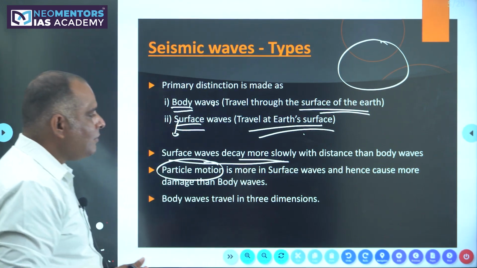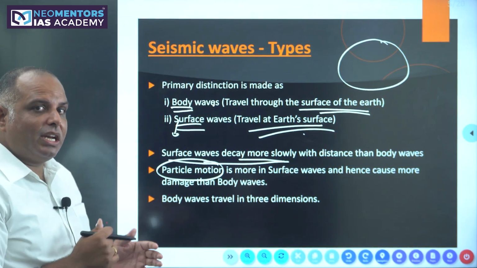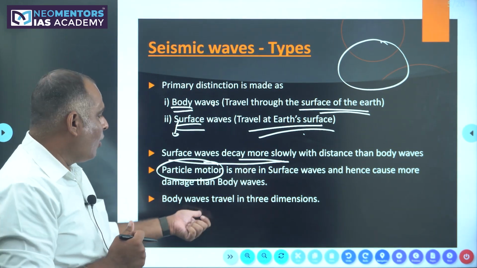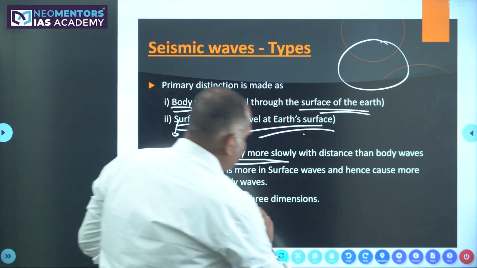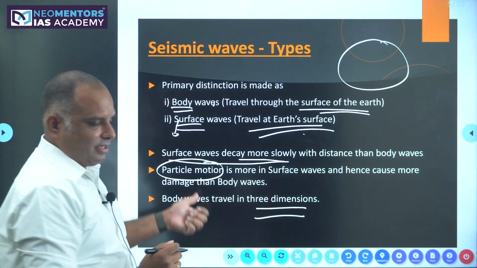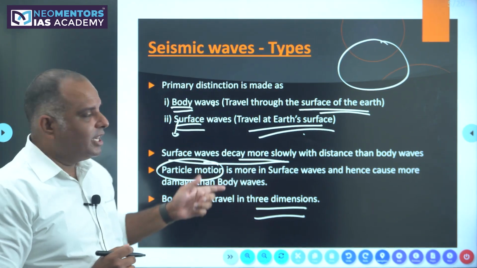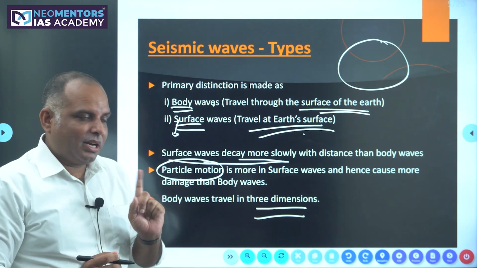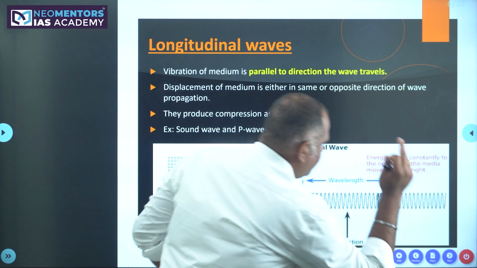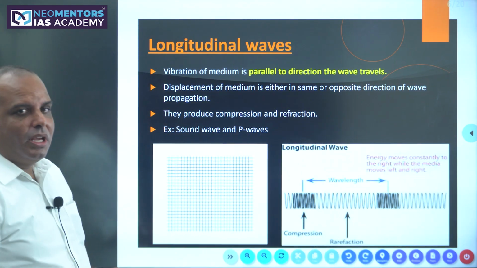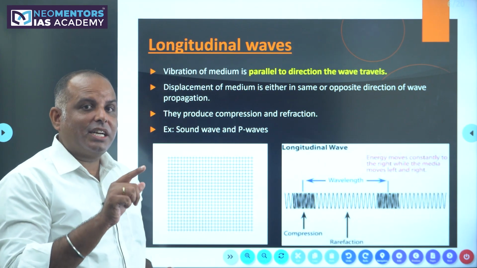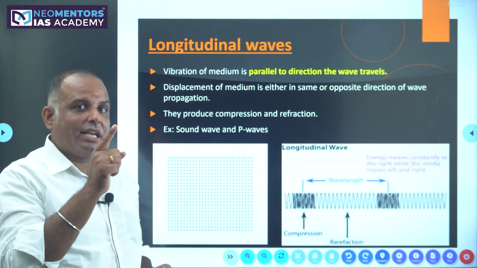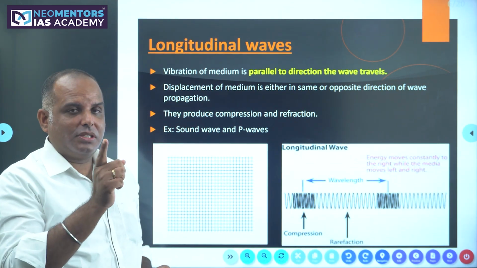Okay. Now, which waves travel in 3 dimensions and which waves travel in 2 dimensions? Body waves travel in 3 dimensions. Now, these are all facts. Each of them could be an option in your prelims question, right? Now, earlier when I was mentioning types of waves, I said longitudinal or transverse, right?